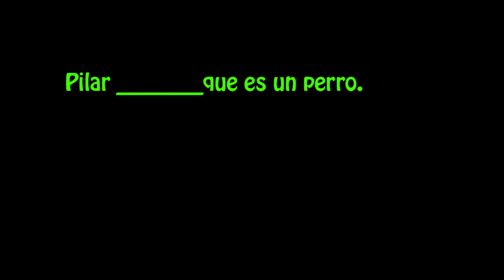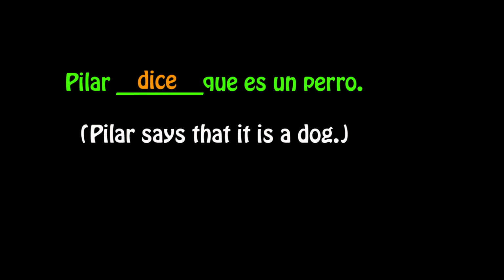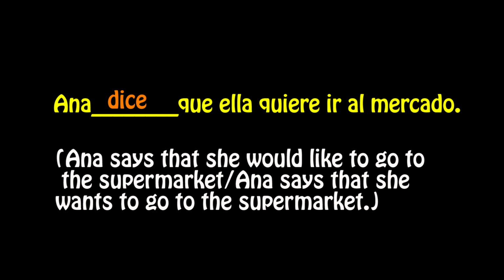Pilar, blank, que es un perro. Dice, Pilar dice que es un perro. Translation, Pilar says that it is a dog. Ana, blank, que ella quiere ir al supermercado. Dice, Ana dice que ella quiere ir al supermercado. Ana says that she would like to go to the supermarket.